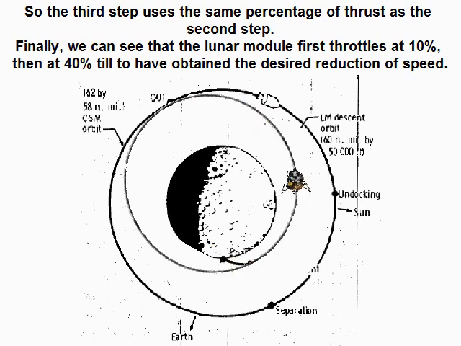So the third step uses the same percentage of thrust as the second step. Finally, we can see that the lunar module first throttles at 10%, then at 40% to obtain the desired reduction of speed.